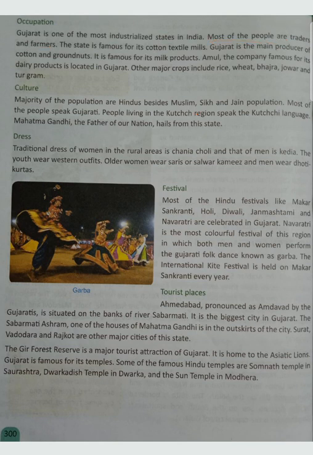The state is famous for cotton textile mills. Cotton cloths are produced there. Gujarat is the main producer of cotton and groundnuts. So this is important. It is also famous for milk products.